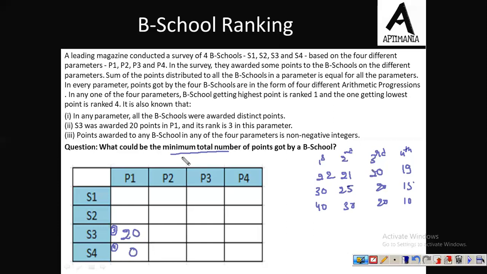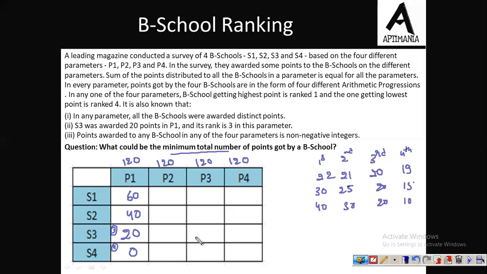If we want to minimize the total, we should give as few points as possible. So 0 can also be given. It will also form an AP: 0, 20, 40 and 60. Now this is an AP and the total becomes 120. And since we know that the total for all the 4 parameters are equal, the total of P2 must also be equal to 120. And the same goes for P3 and P4 as well. So the total of all these parameters must be equal to 120.